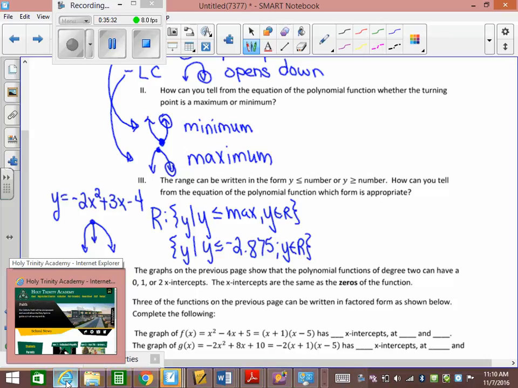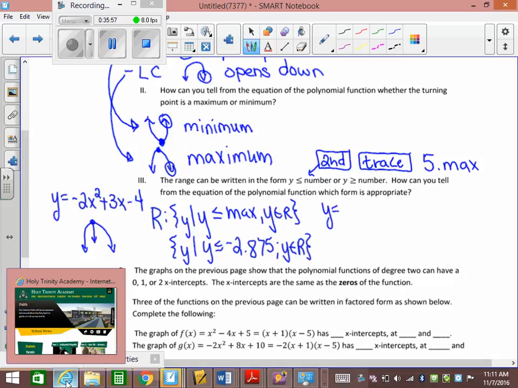So what did I do to find this? I went second, trace, which is calc, number 5, which is maximum. And then you just follow the instructions after that. Left bound, go on the left. Right bound, go on the right. And then enter. Okay, I want you guys to try this one.